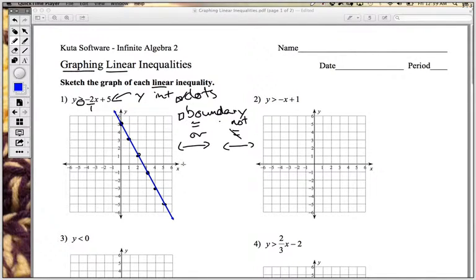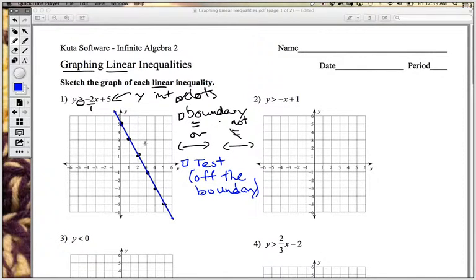I need to test a point. So the next thing on my list is test. And it's probably easiest to test 0, 0. But whatever point you test by plugging it in, it cannot be on the boundary line. So it's got to be off the boundary line, one side or the other. All right, so it's got to be off the boundary.